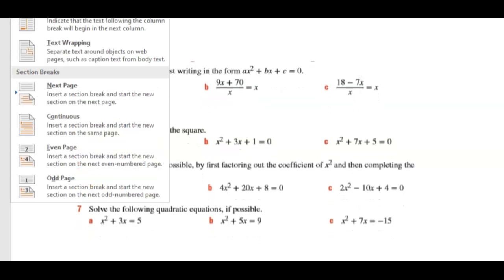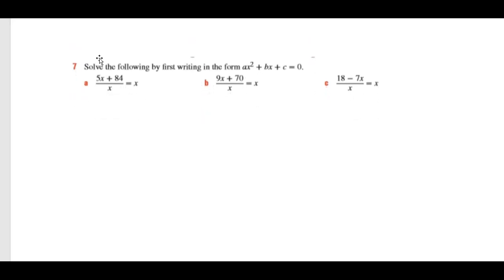So I should have done all my page breaks before I started the video. All right, solve the following by first writing in the expanded form. Okay, so let's have a look. I'm going to rewrite it first, actually. Now, don't make the mistake and cancel this x with this x, which you can't do because you've got two terms here, and you can't cancel out because of this 84. But remember, we want to get it in this form.